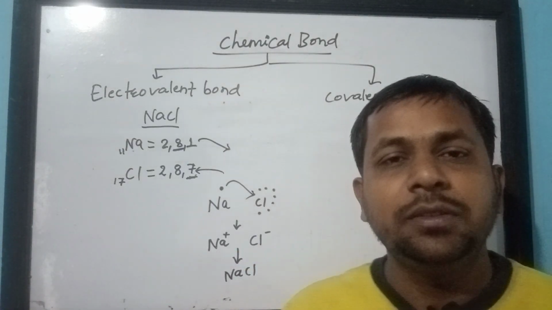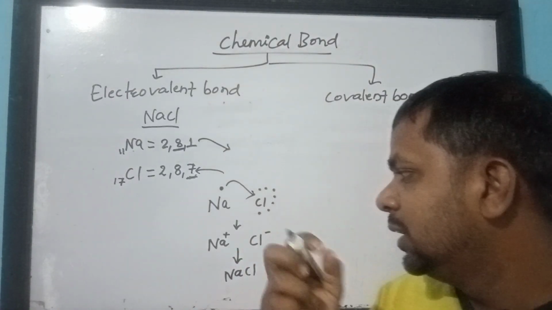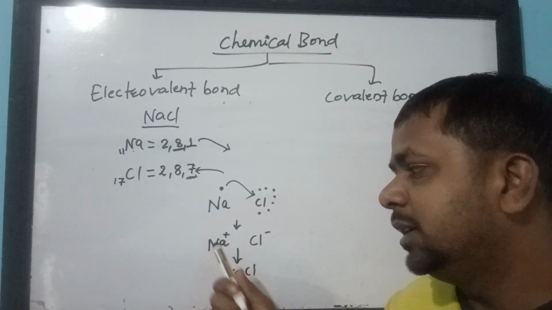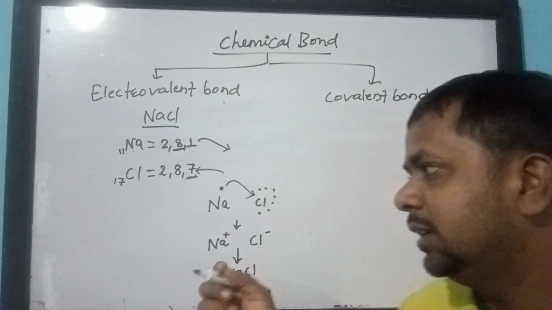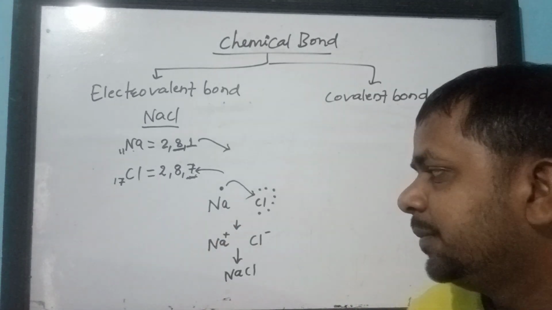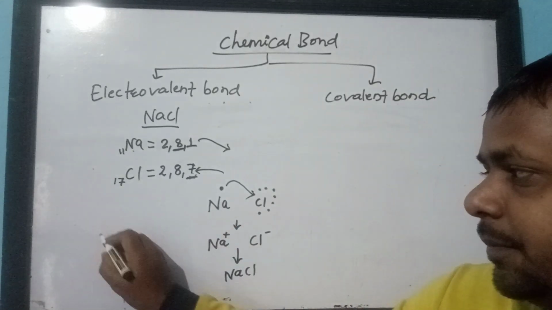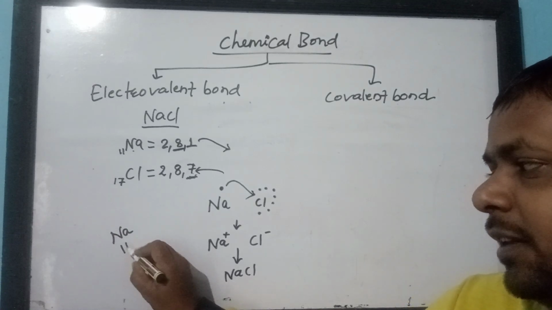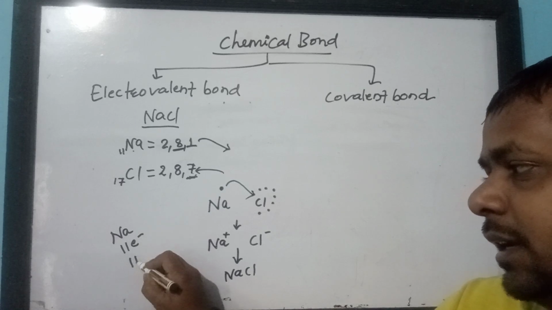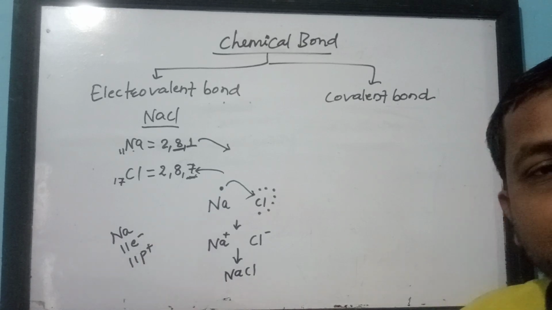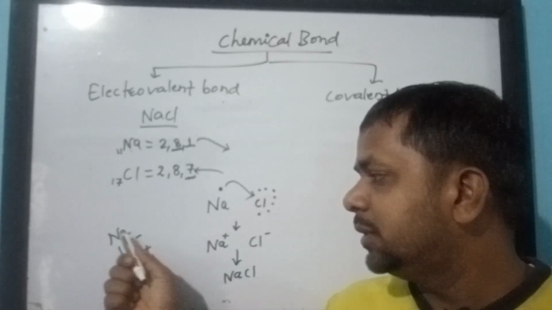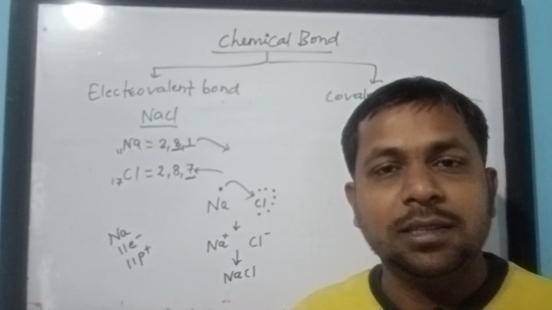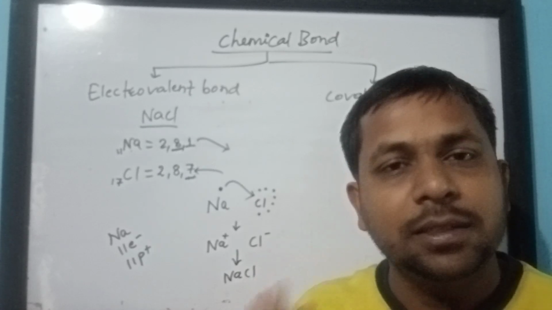Some of you may have some problem understanding how the charges have formed on Na and Cl. Let us talk about that also. In a normal atom of Na, there are 11 electrons and 11 protons. And in a normal atom of sodium, the 11 negative charges and 11 positive charges cancel each other's effect.